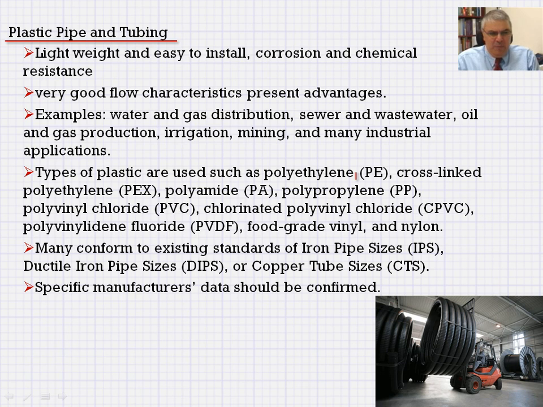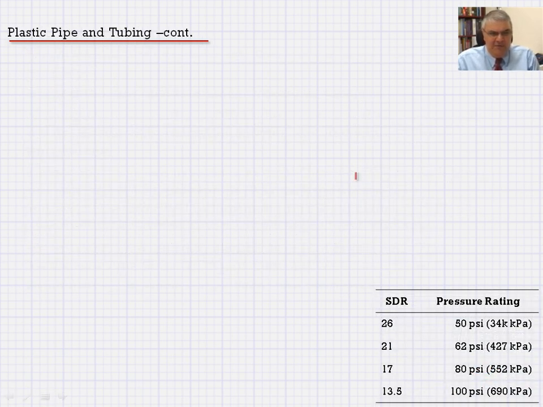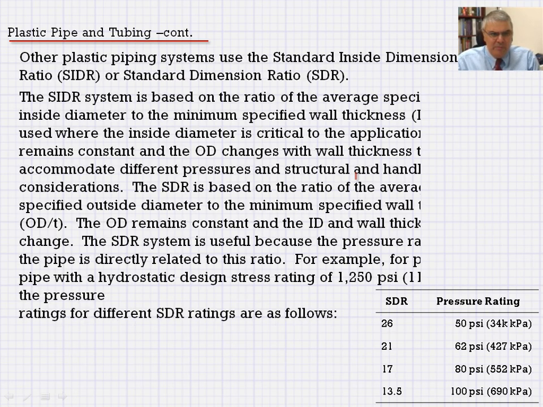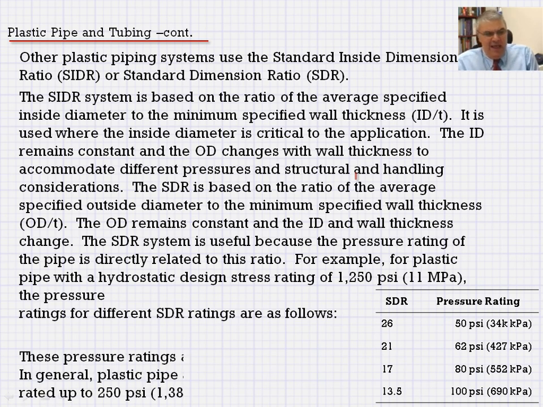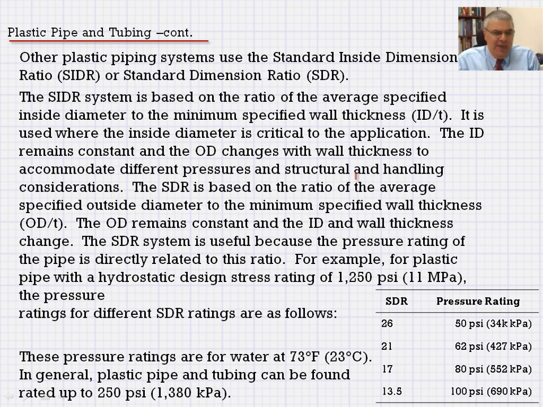pipes. Now, it is important to always look at the manufacturer's data because of the variations that do exist among plastic pipes. So for plastic pipe with a hydrostatic design stress rating of 1,050, the rating for different SDR ratings are as follows. And this is the little table down here for SDR and the pressure rating associated with that.